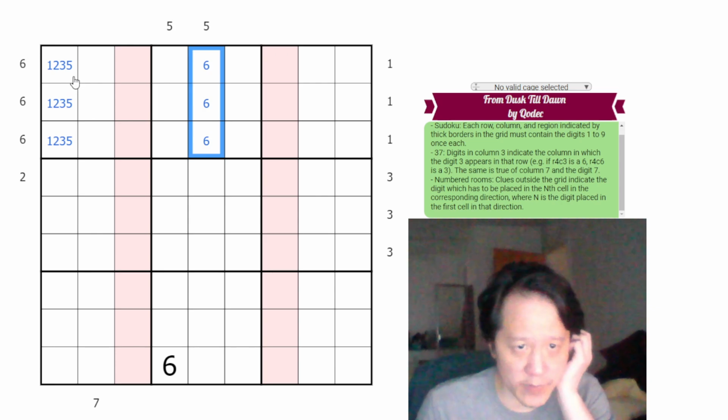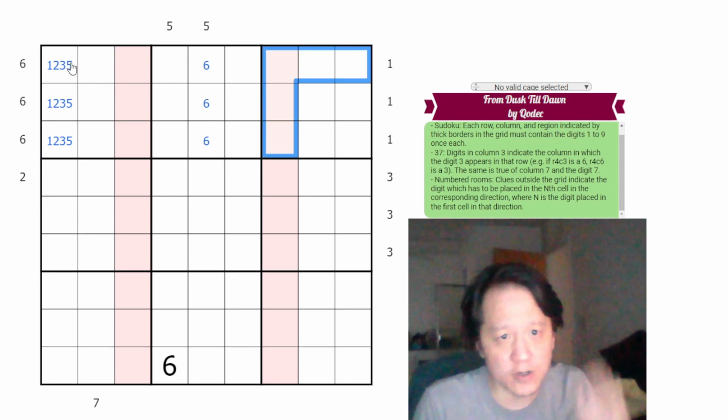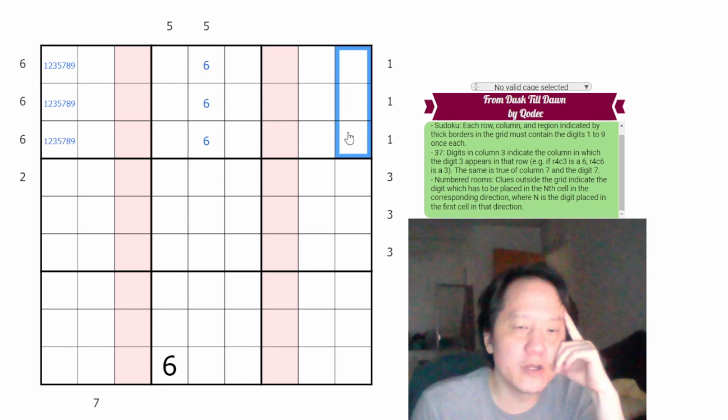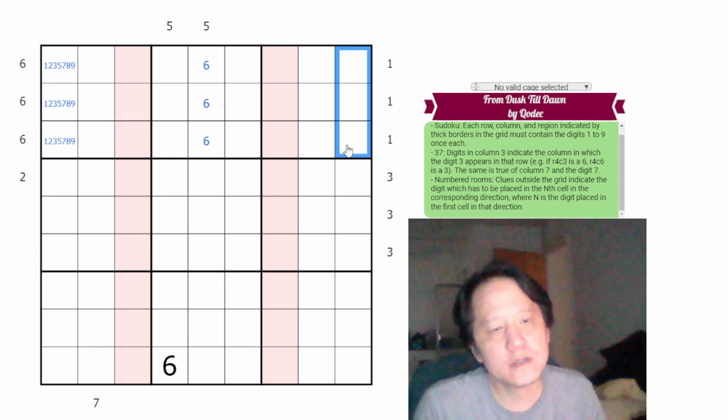Okay. Where can 6 be in box 3? So far, it's 7, 8, or 9. Where can 1 be in box 1? It's 1, 2, or 3. 4, 5, or 6. Oh, wait, hold up.